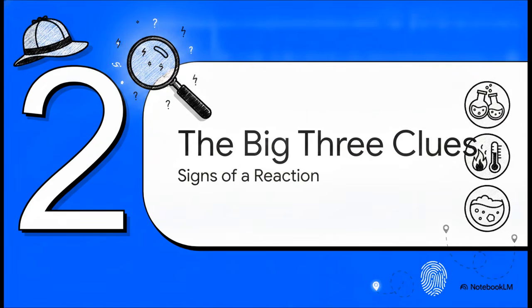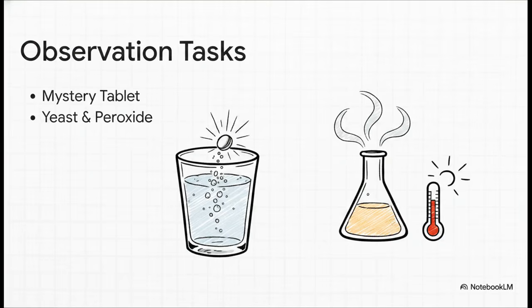All right, section 2, the big 3 clues. Put on your detective hats for a second, because we are looking for the real-time, undeniable signs that a chemical reaction is taking place. In our source material, we have 2 classic observation activities that hit the nail on the head. First is the mystery tablet activity, where a tablet is dropped in water, you watch it, you hear it fizz, you feel the glass. Second is mixing yeast with hydrogen peroxide, where you're tasked to smell for new odors and feel for temperature changes. Just imagine that bubbling fizz and the sudden warmth in your hands.